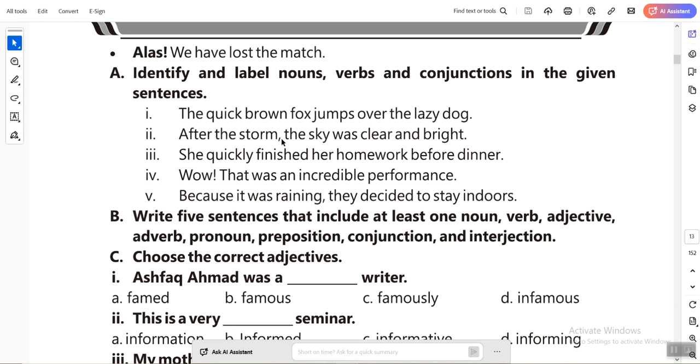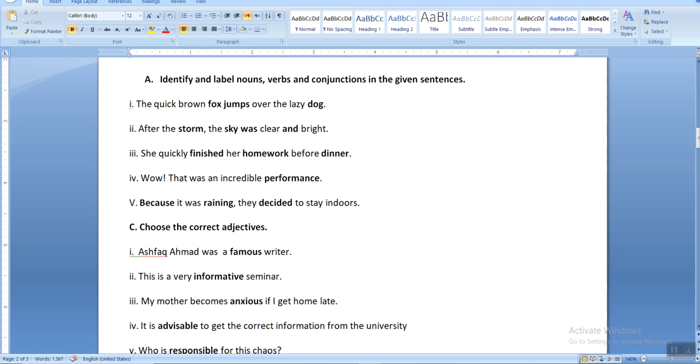Let's see the second one. The second sentence is: After the storm, the sky was clear and bright. When you read the sentence, you can find the noun, that is the sky. Then we have the verb was, and our conjunction is and. Clear? So the storm is also a noun, the sky is a noun, was is our verb, and and is the conjunction. Done? Okay, let's move to the third sentence.